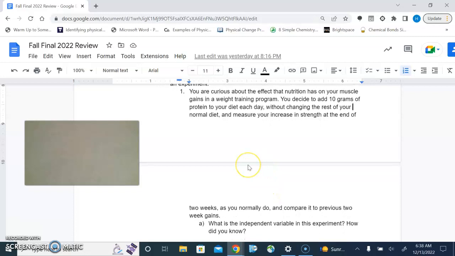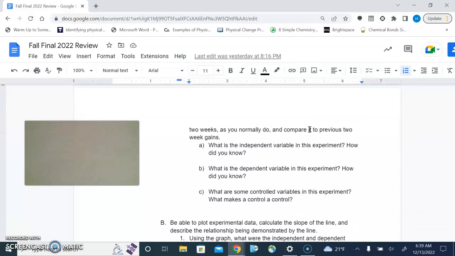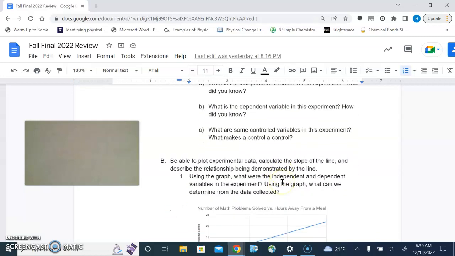So that's another thing that you're kind of keeping the same, which is that you're measuring your strength gains on the same timeline. So what we're changing on purpose is the 10 grams of protein. What we are monitoring is the increase, so that's 10 grams of protein is the independent, increase in strength is the dependent, and then you aren't changing the rest of your diet, and you're measuring your strength at the normal 2-week interval. So that's that.